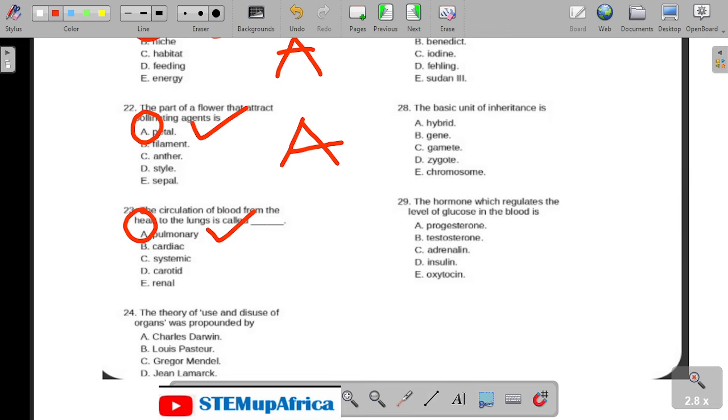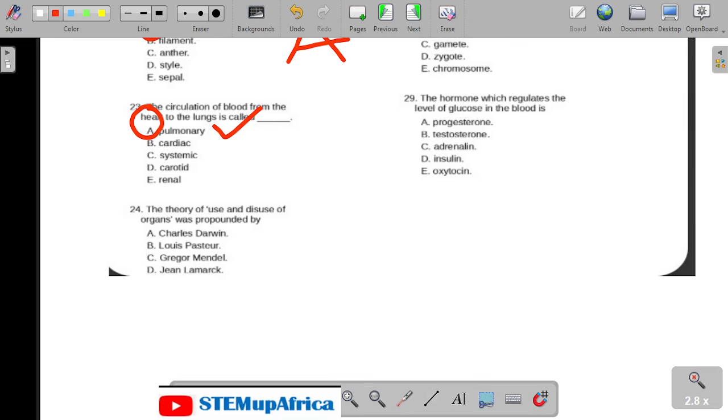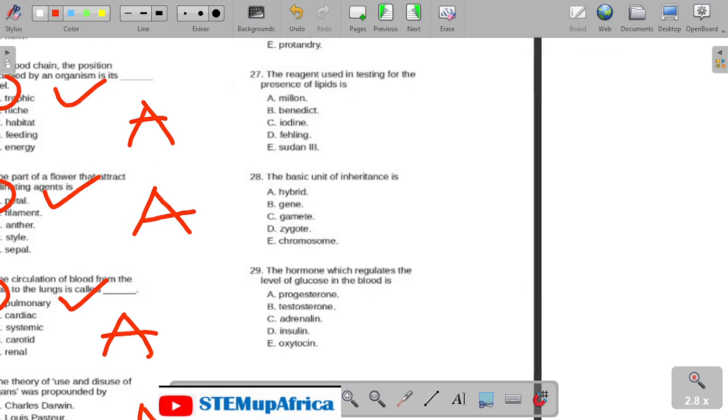Okay, let's see question 24. The theory of use and disuse of organs was propounded by who? The theory of use and disuse, J. Mark, which is option D. This one is A. So let's see 25.